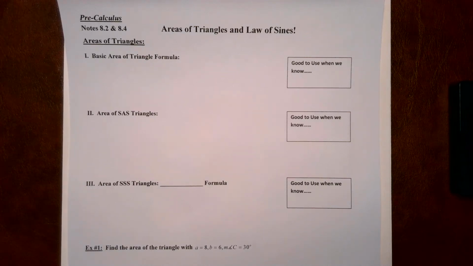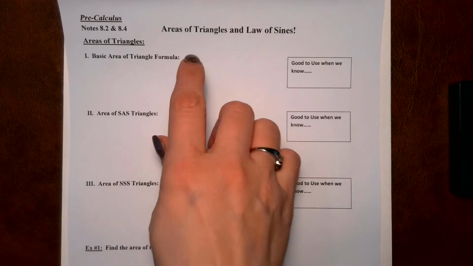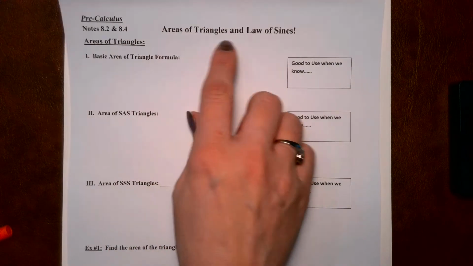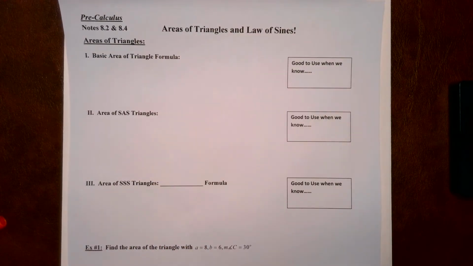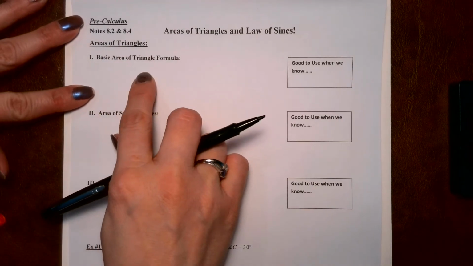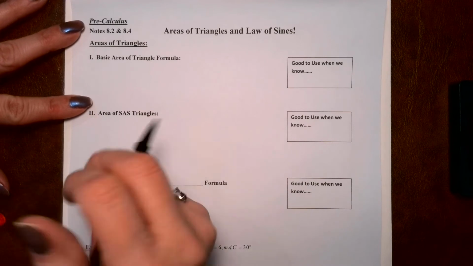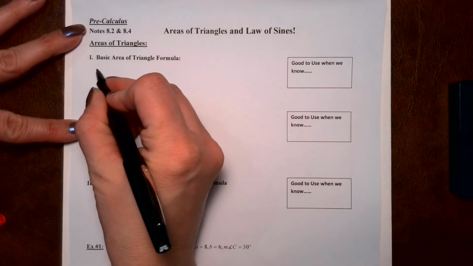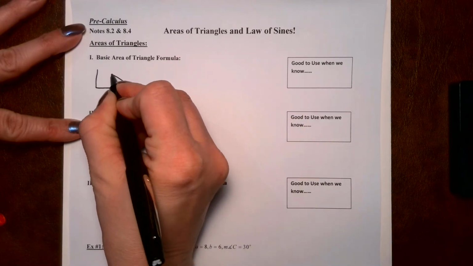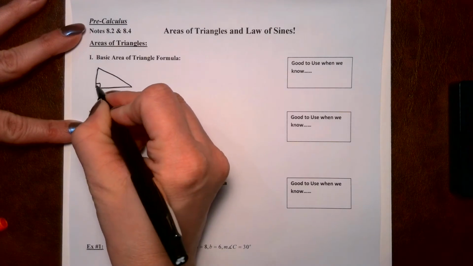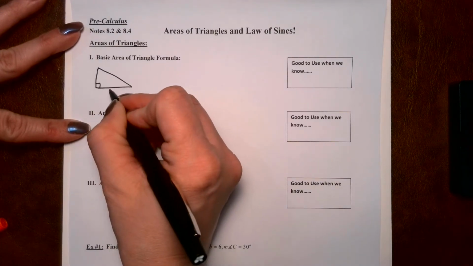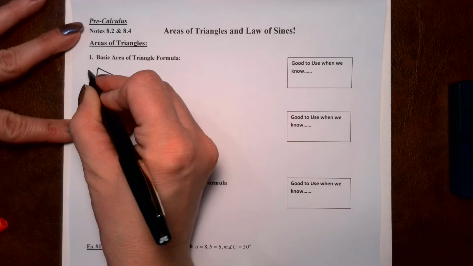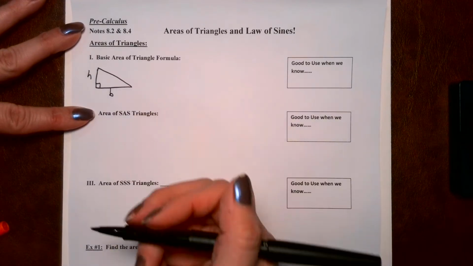Okay, pre-calc, let's take a look at some ways to find areas of triangles and learn the laws of sines. So the first thing we want to go over is the basic area of triangles. This is something you probably learned back in grade school. If you have a right triangle that looks like this, with a 90-degree angle in the corner, the area of the triangle would be base times height times 1/2.